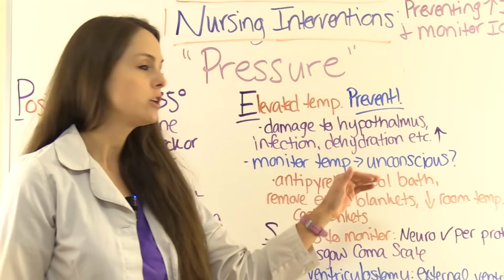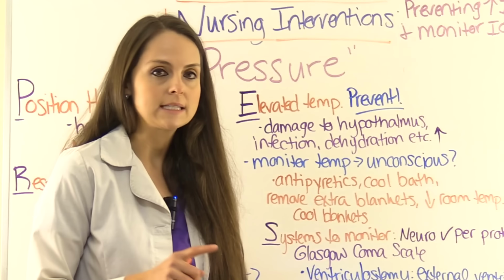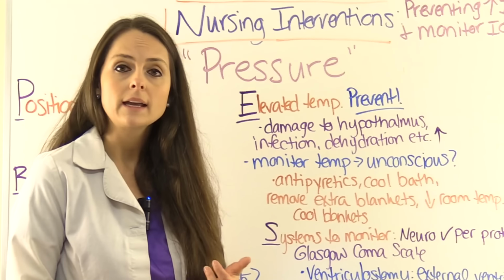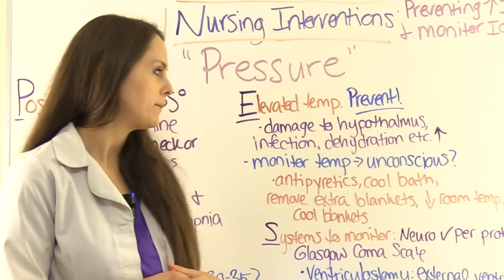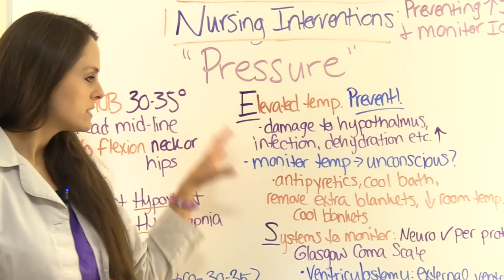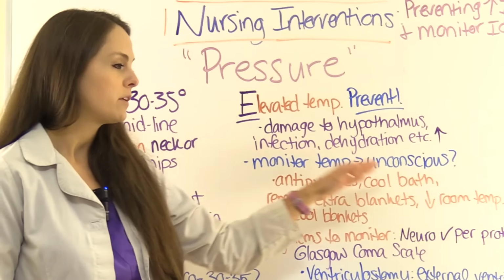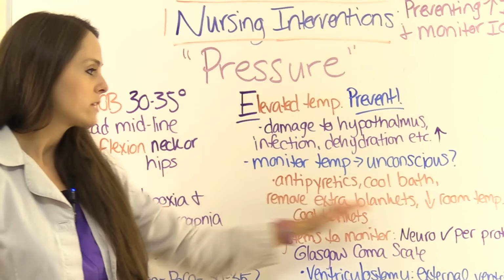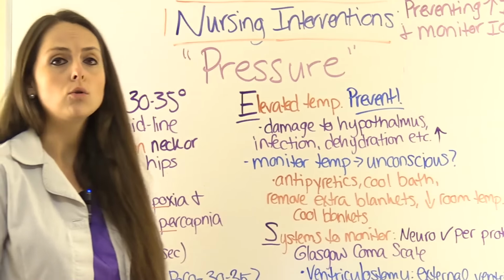And if you have a patient who's unconscious, which route should you take the temperature? It's best to either take it rectally, tympanically, or temporal. You want to avoid the oral route or axillary. And some nursing interventions include administering antipyretics per MD order, giving cool baths, removing extra blankets, decreasing room temperature, and using cooling blankets or a cooling system per MD order.